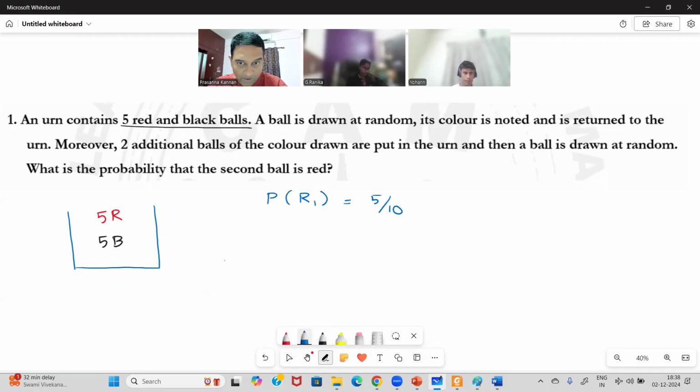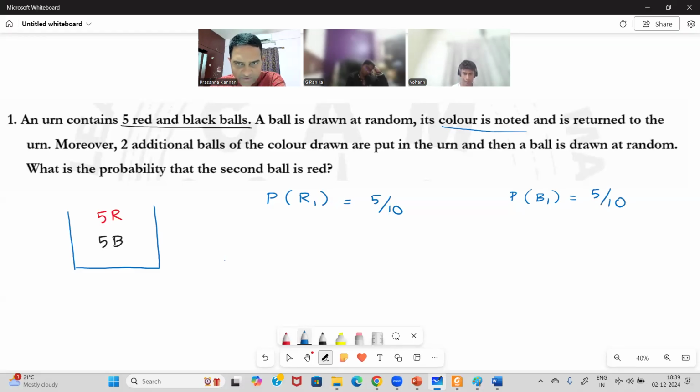Okay. Now, the moment I take a particular ball and the color is noted, this is one possibility. What other possibility is there, Johan? That we take a black ball. Yeah, you take a black ball. So let me call it B1, which means the first ball that I'm drawing is black. What is the probability of that? 5/10. Very good.